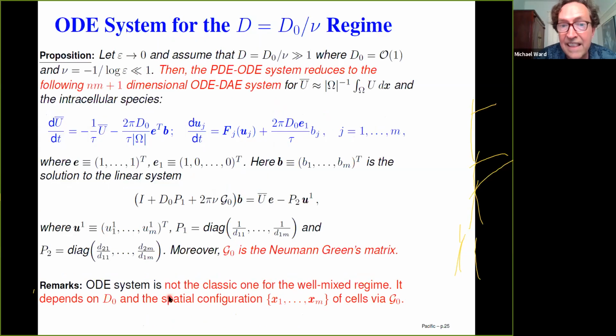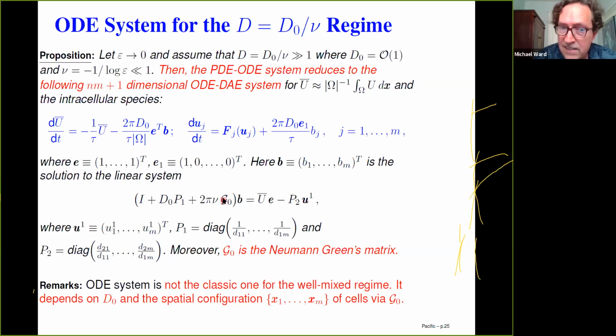Right? In this regime, you can also derive an ODE system that we'll use in our comparisons. When D is D0 over nu, we have worked out recently that a PDE-ODE system reduces to an ODE differential algebraic system for the average of the bulk chemical and the intracellular concentrations. So here, this B is determined by the Green's matrix.